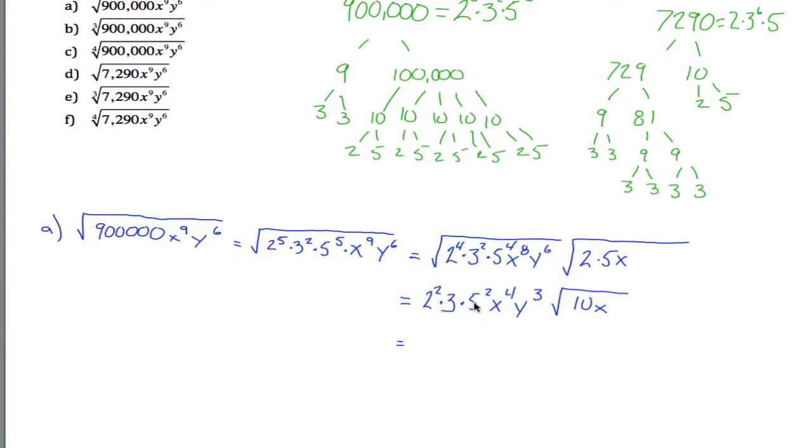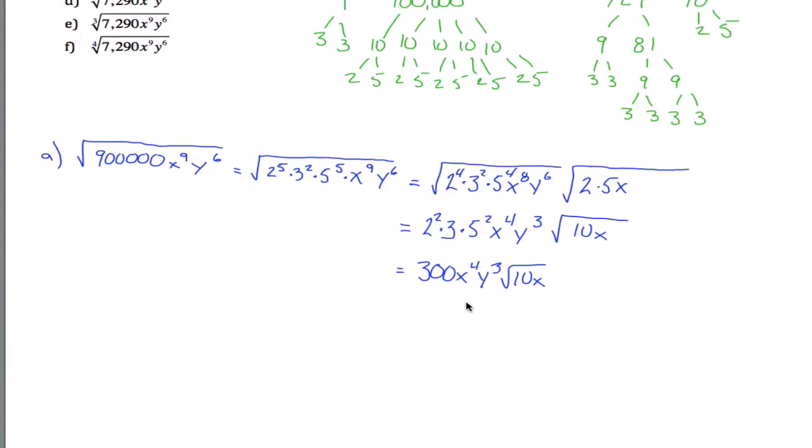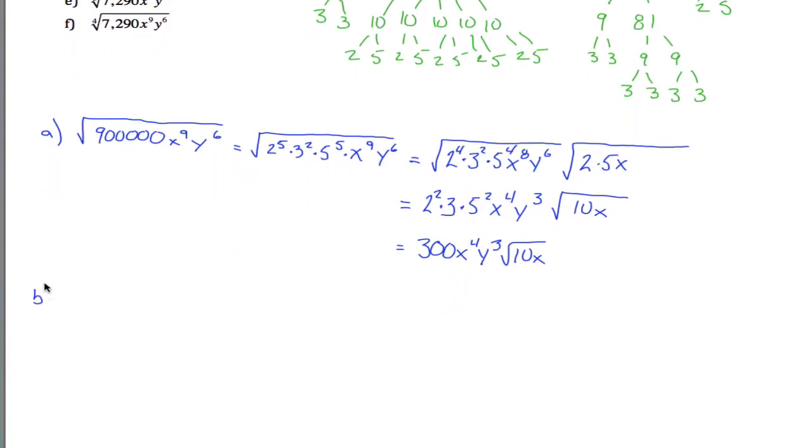How about 2 times 5 is 10. And the other 2 times the other 5 is 10 more. So that gives me 100. Times 3 gives me 300. So if you multiply those all together, you get 300 x to the 4th y cubed times the square root of 10x. And so a simplifies to this guy. And I can do something similar for the rest of these guys.